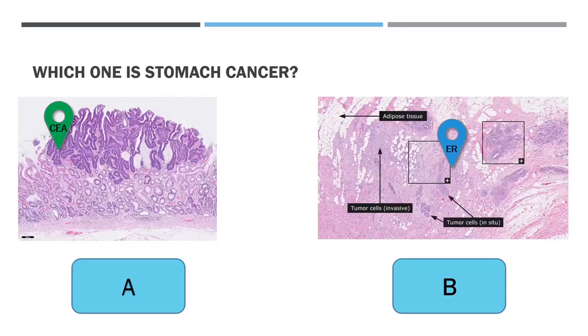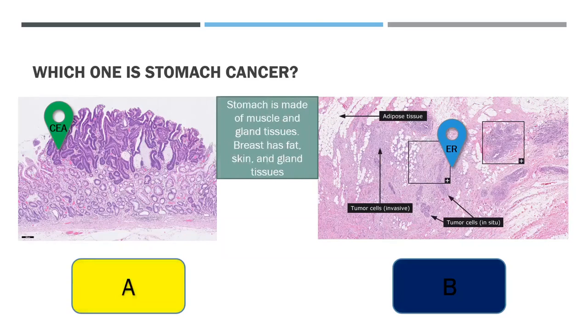Okay, last question. Which one is a stomach cancer? A or B? Pause now to think if you want. The answer is A. Stomach is made of muscle and gland tissues. It looks similar to the normal stomach picture you saw earlier. Breast, on the other hand, has fat, skin, and gland tissues.